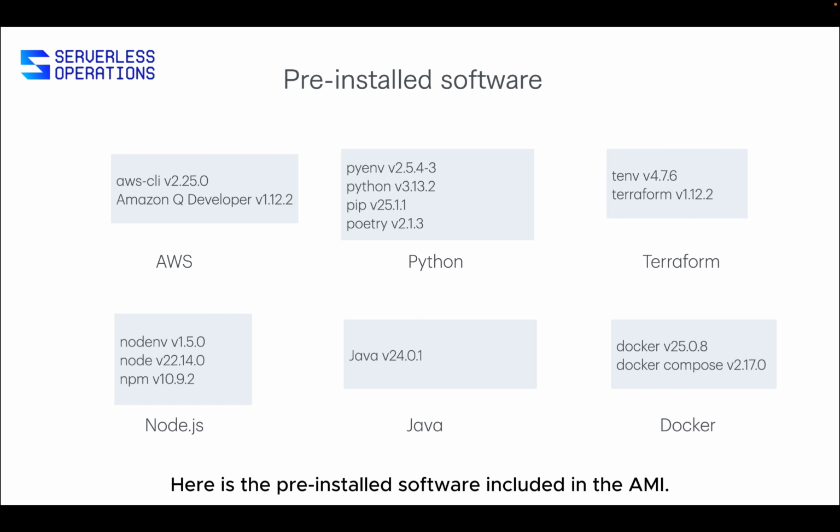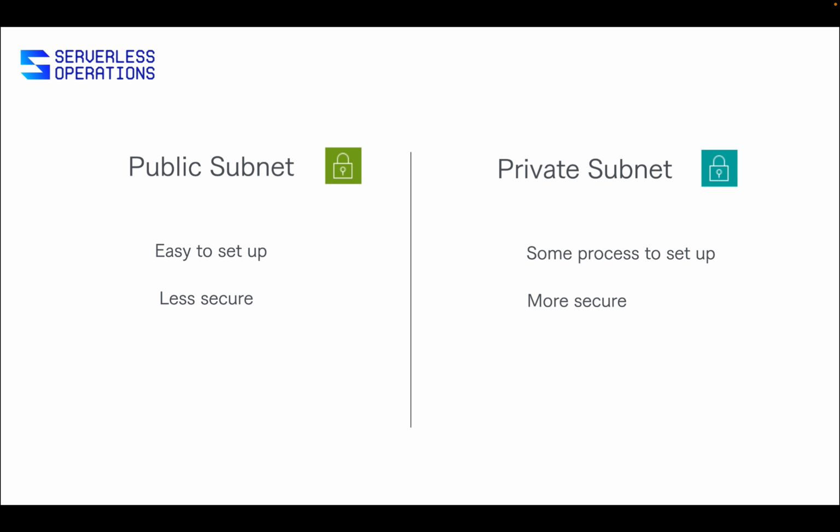Here is the pre-installed software included in the AMI. AWS CLI and Amazon Q Developer are AWS-specific tools. Python, Node.js, and Java are the major programming languages for AWS development. Terraform is one of the major IAC tools. Docker can be used for local testing and unit tests.